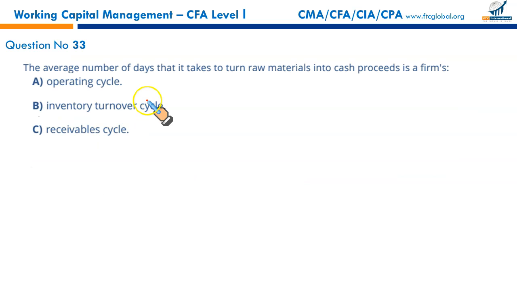Next, the average number of days that it takes to turn raw materials into cash proceeds is a firm's operating cycle. True. Inventory turnover ratio is an activity measure. It calculates how many times your inventory is resold or replenished in 1 year. Receivable turnover calculates after how many days your average receivables pay you, or how many times your average receivables pay you in 1 year. So it was basically the description of operating cycle. That makes A the correct option.